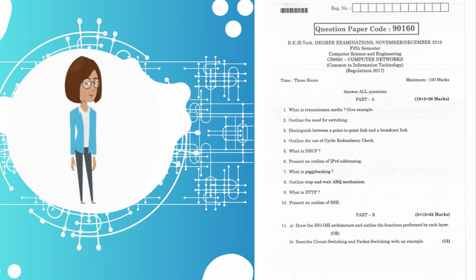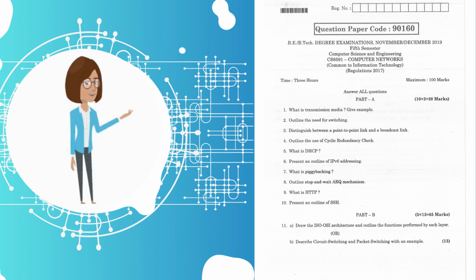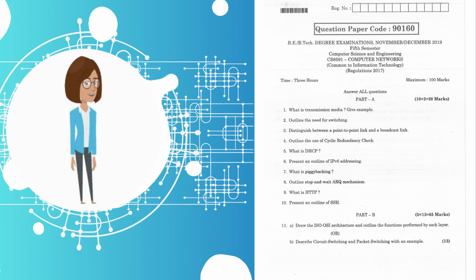6. Present an outline of IPv6 addressing. 7. What is piggybacking? 8. Outline stop and wait ARQ mechanism. 9. What is HTTP? 10. Present an outline of SSH.